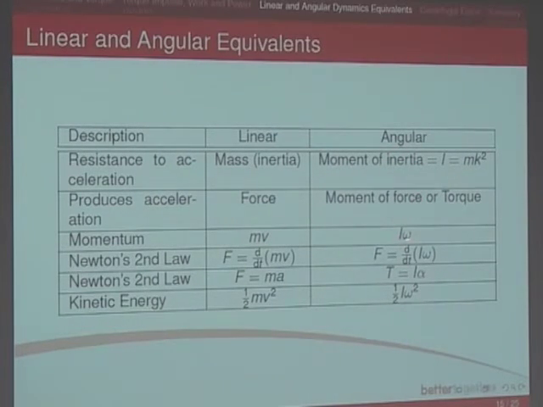Momentum is mv or I omega. Newton's second law is the derivative of momentum, which is the same. Or, that should be T, by the way. Newton's second law: force equals mass times acceleration, or the torque equals I alpha. And the kinetic energy is 1/2 mv squared, or 1/2 I omega squared.